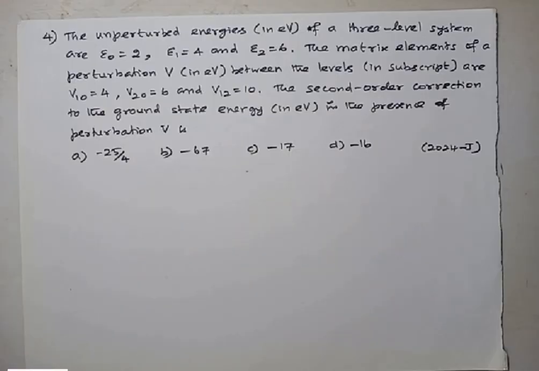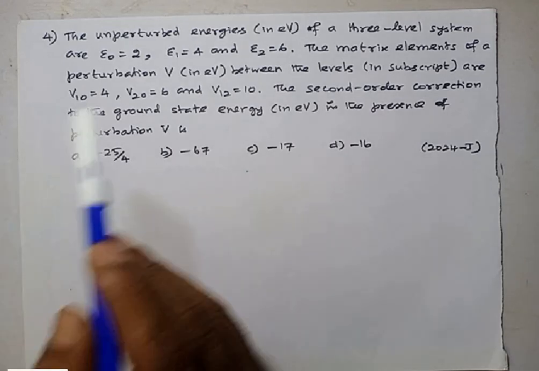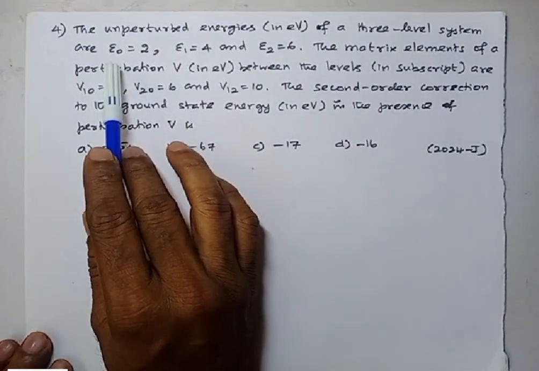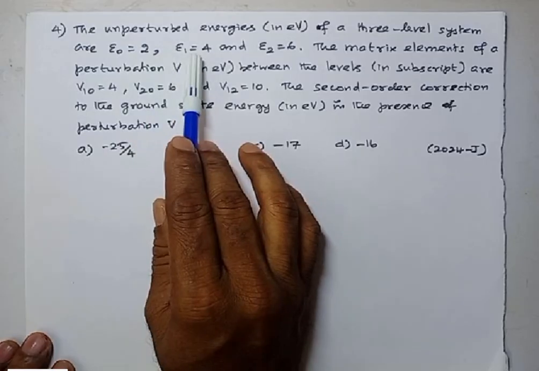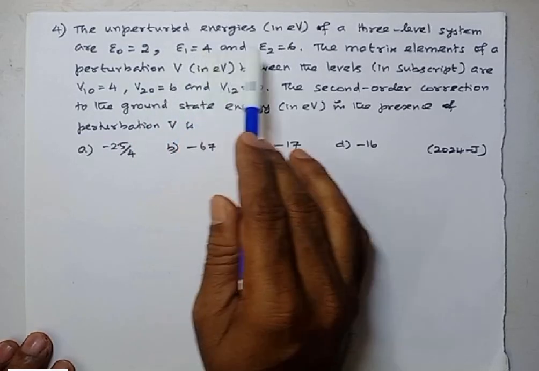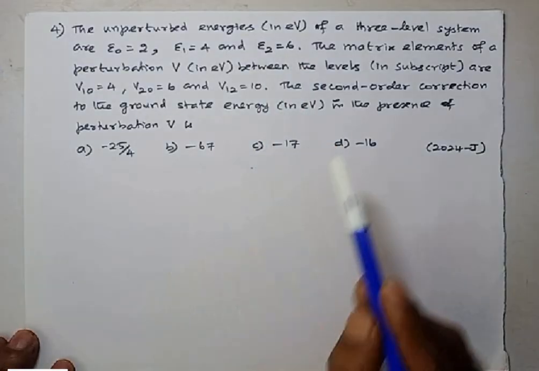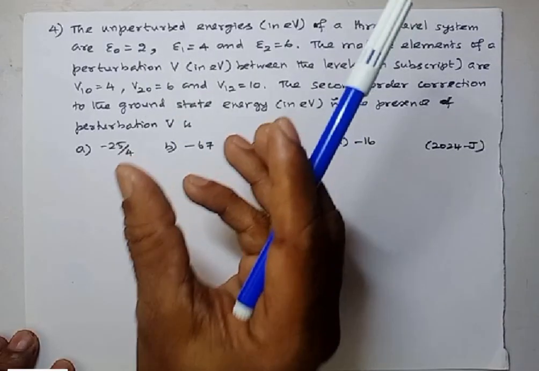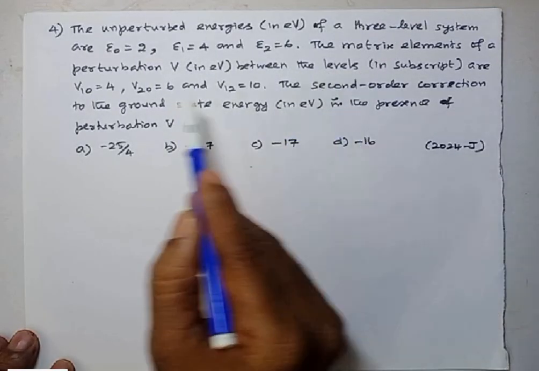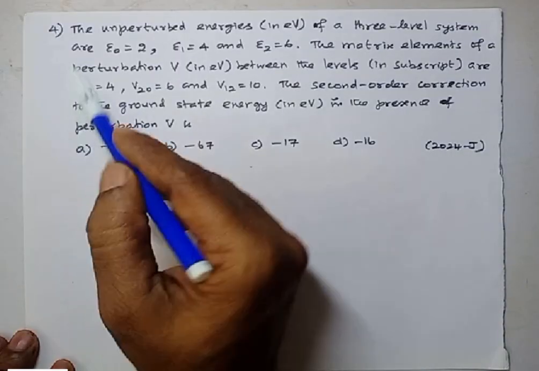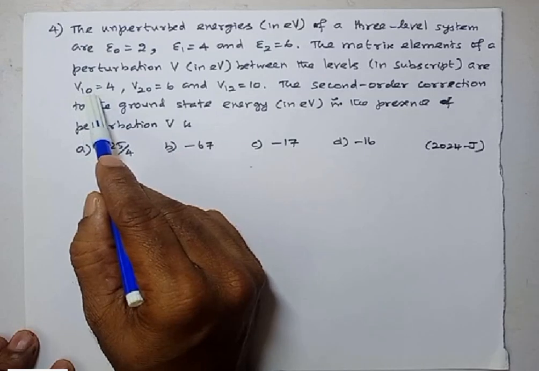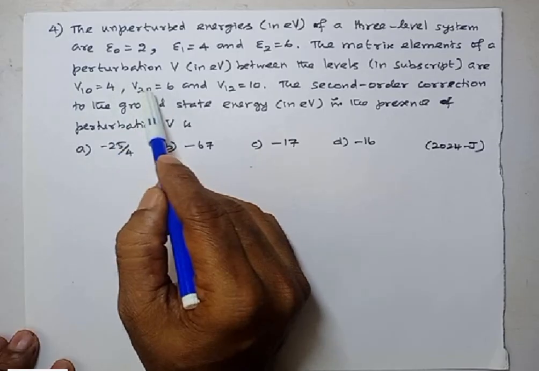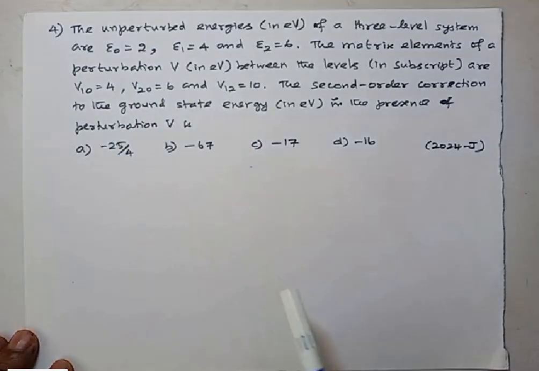Yes, what's the question given? The unperturbed energies in electron volt of a 3-level system are: energy of the ground state is 2, energy of the first excited level is 4 electron volt, energy of the second is 6 electron volt. The matrix elements of a perturbation V, the symbol V indicates perturbation, between the levels are: the interaction between 1 and 0, that is ground state and the first excited state, that perturbation is 4, perturbation energy, and 2, 0 is 6, 1, 2 is 10.